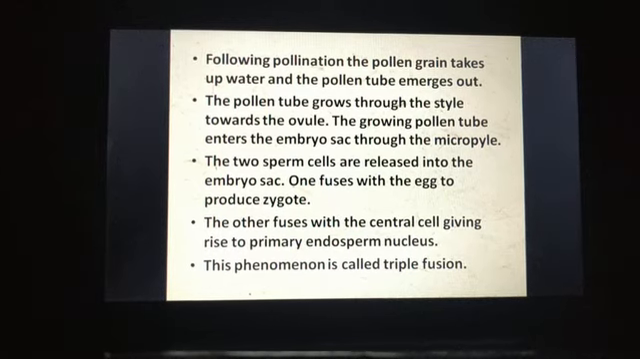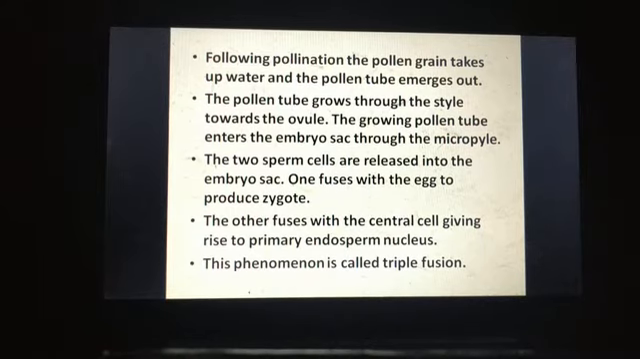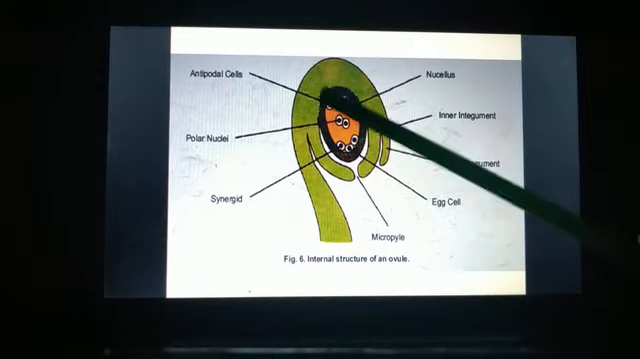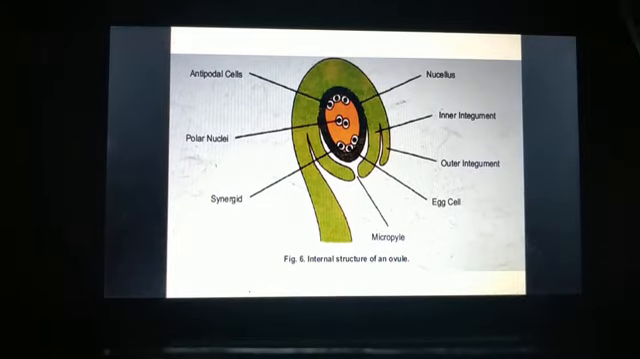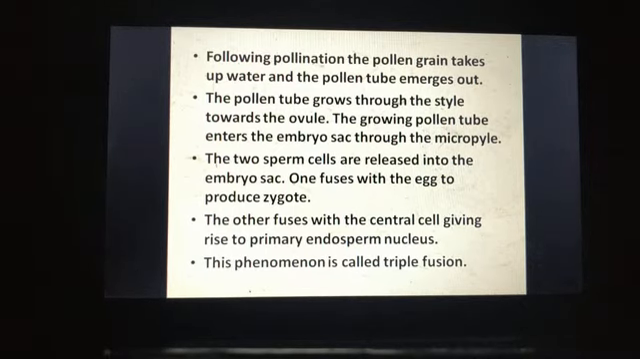So now we got the pollen grains, which are the male gamete, and the embryo sac, which is the female gamete. This was our embryo sac, right, which is the female gamete. So after that, pollination will occur, that is transfer of pollen grains to the stigma. This process is called pollination. So pollination will occur.